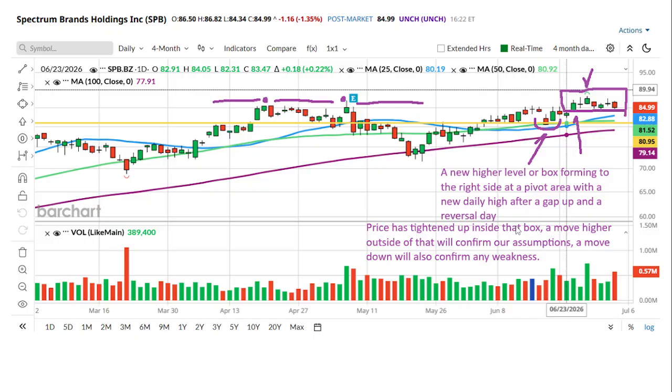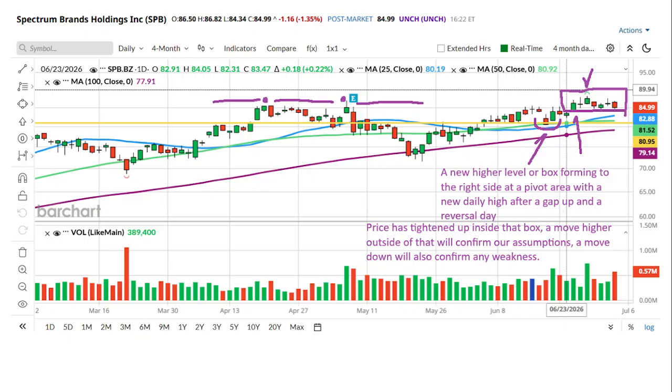Price is tightened up inside that box. A move higher outside of that box will confirm our assumptions. A move down will also confirm any weakness. So now we're just watching. Does the stock have the demand? Does it have the institutional support for this to move higher up over this area, or does it not have the support and price is going to move down out of that box? I don't know. It's a 50-50 bet. Place your bets now, and we'll see what happens.